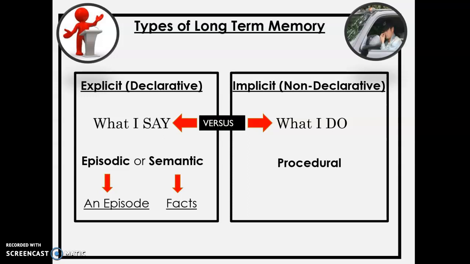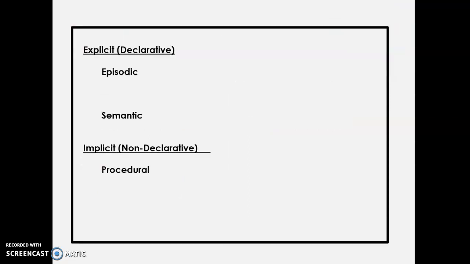Then moving back over into implicit, procedural, just doing a procedure. For instance, you don't have to talk your way through driving your car. You just grab your keys and you do what you're supposed to do. If you're hungry, you go over to the cabinet, you get your Count Chocula out, pour your milk. You don't have to talk your way through it. You just do it. All right, so let's go ahead and give some examples of each one of these that hopefully will help you make sense of the differences.